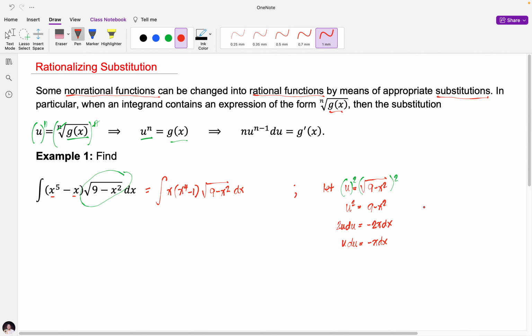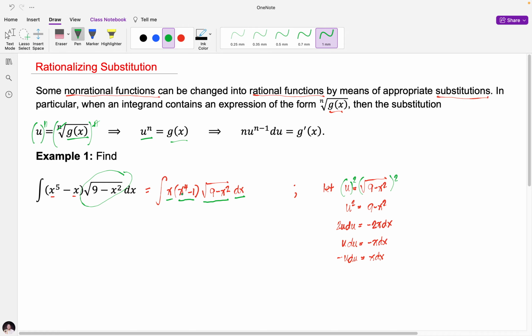Now observe, in our expression, we have x dx. Okay? And this is negative x dx, so we will just multiply or divide both sides of the equation by negative. So that is just negative u du equal to x dx. Okay? So now, we have a value for x dx. We also have a value for the square root of 9 minus x squared. Ang kulang na lang natin ay ito.